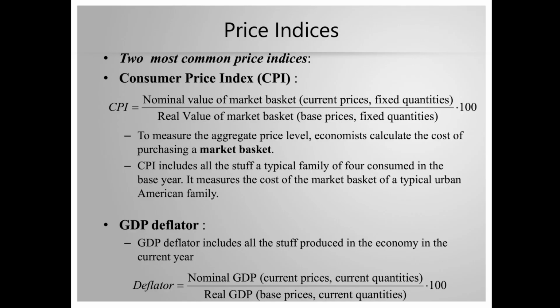GDP deflator is not based on the market basket. It actually includes all the stuff produced in the economy in the current year. So it is calculated as nominal GDP divided by real GDP times 100. What is nominal GDP? Nominal GDP is calculated using current prices and current quantities. Note, this is different from CPI, right? We use current quantities in that specific year. Real GDP is using base prices and current quantities.